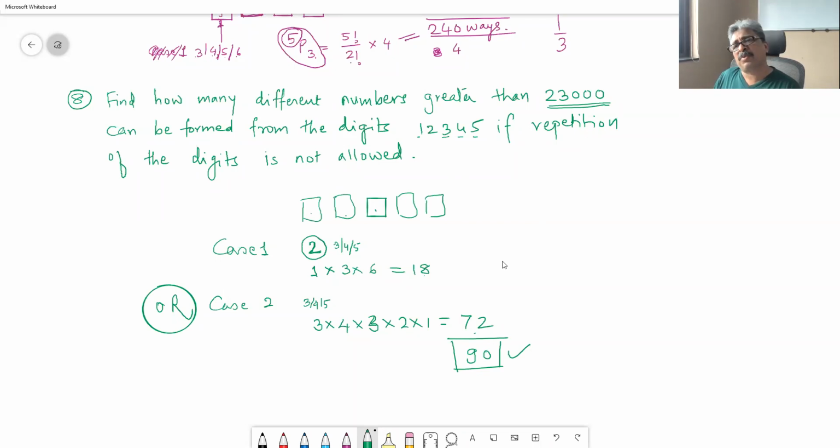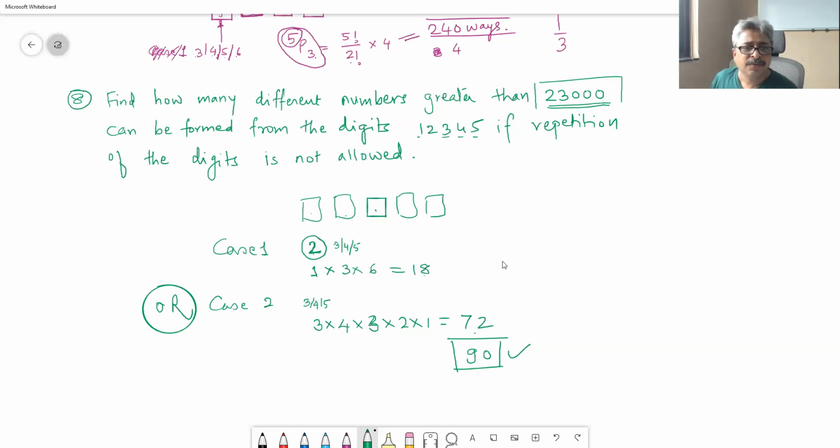Do you require some extraordinary thinking for this? No. You are aware of what you are doing. This is a slightly different problem than the earlier one. We want to get a number greater than 23,000. In how many ways? If it starts with 2, it is a special case. If it starts with 3, 4, or 5, it is okay. The number is going to be greater than 20,000.